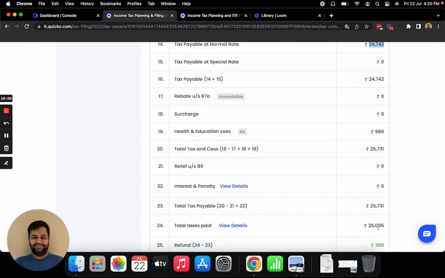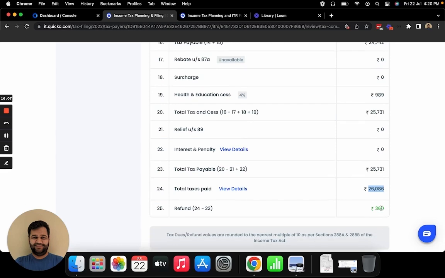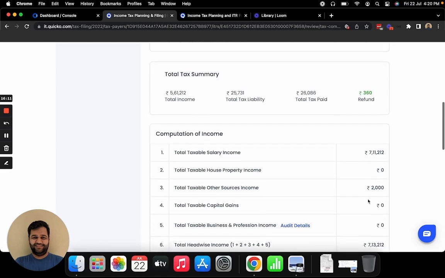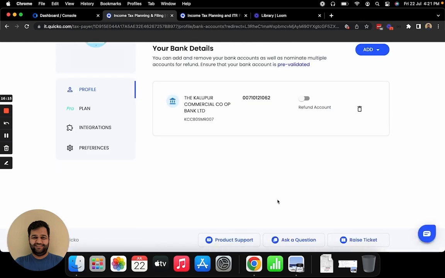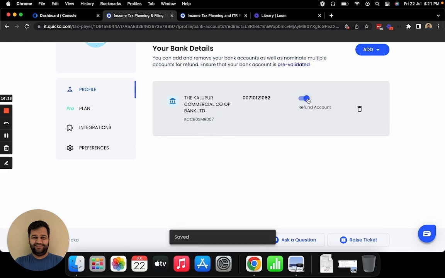So as you can see here, there is 26,086 rupees worth of tax credits, and hence I'm in fact entitled to some refund. Hopefully I'll go and spend this money. It's also prompting me here that I need to add a refund bank account. Now, what is a refund bank account? This is a bank account in which income tax department will deposit your refund. So although my bank account is imported, it's still not marked as refund account. So let's go ahead and mark it as refund account.